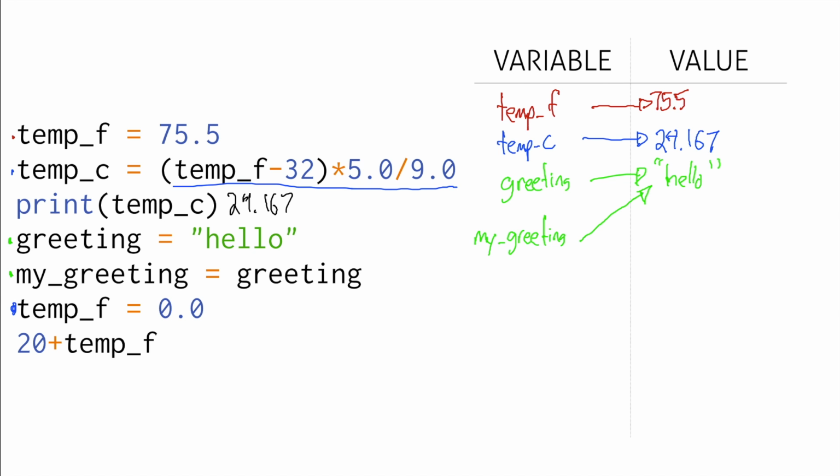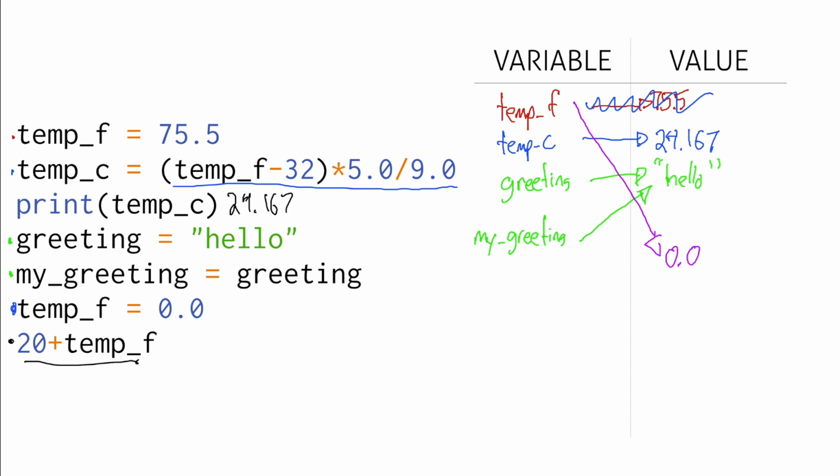Now on this line of code, I'm reassigning temp_f to be 0.0, and what that means is that I would cross out the old value for temp_f, and I would add a new pointer for temp_f that points to 0.0. And then finally this line, 20 plus temp_f, computes 20 plus temp_f, but since it doesn't actually assign anything, we don't change our variables-values diagram.